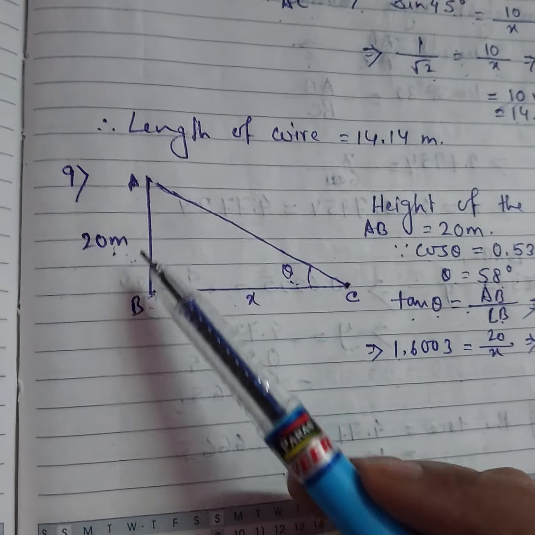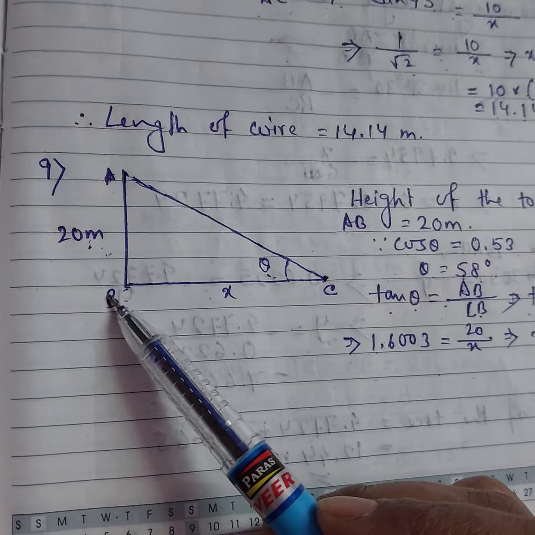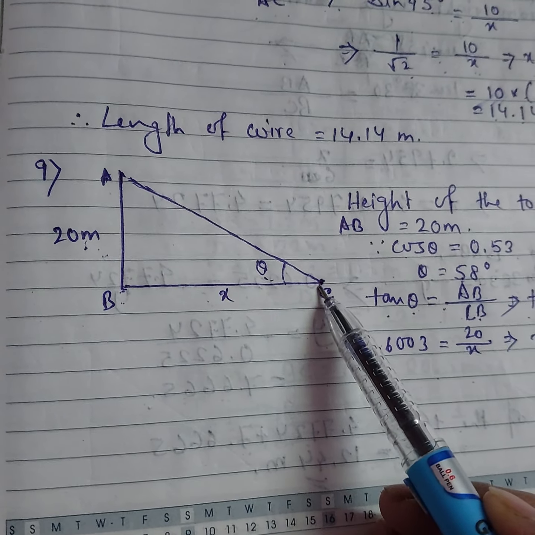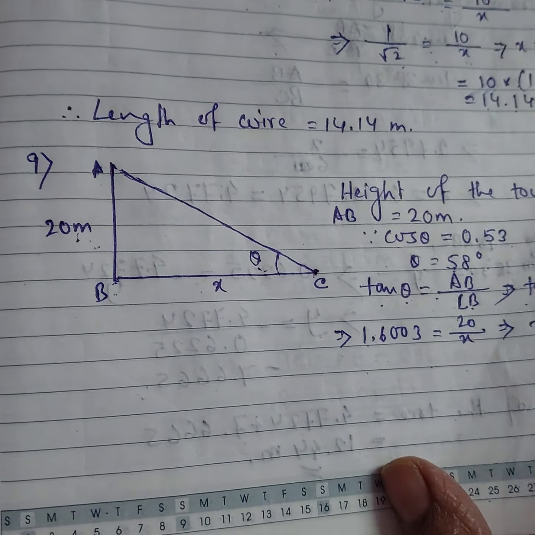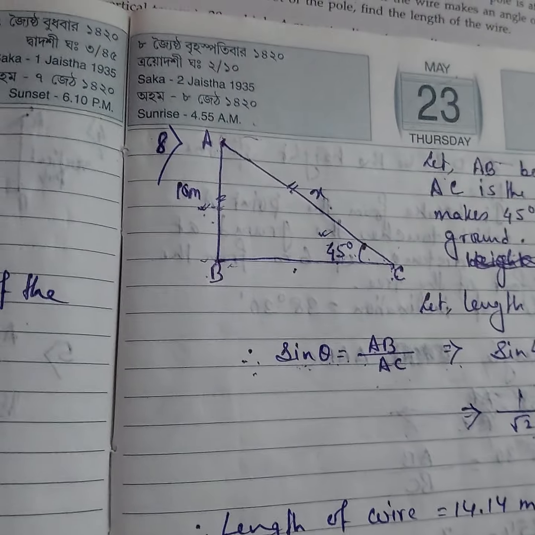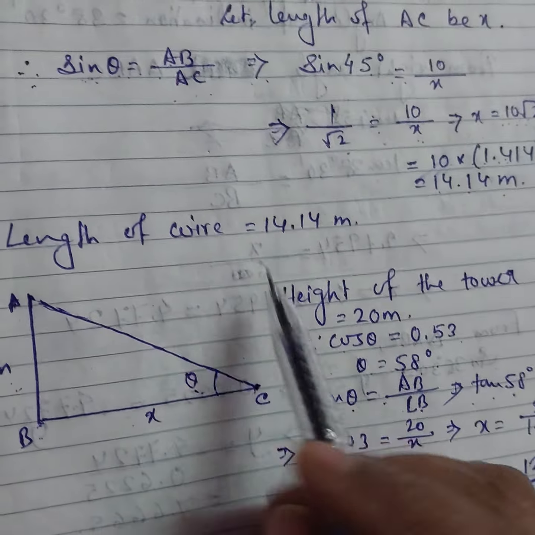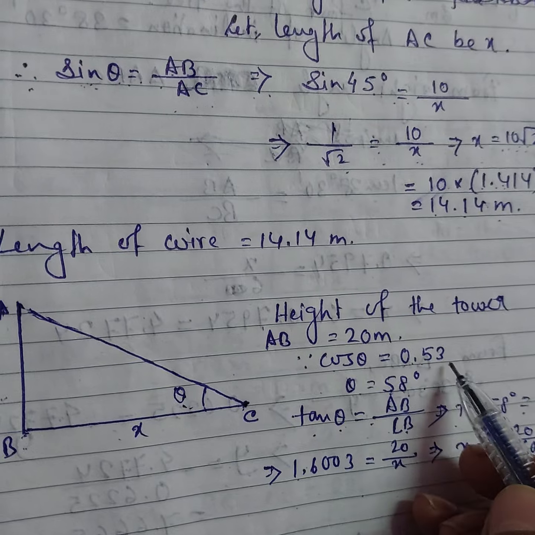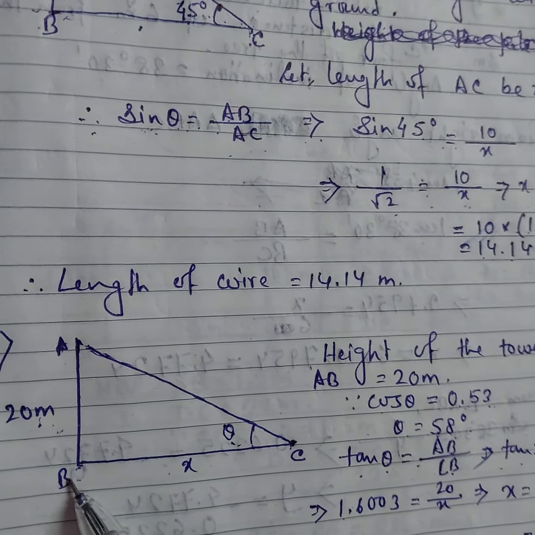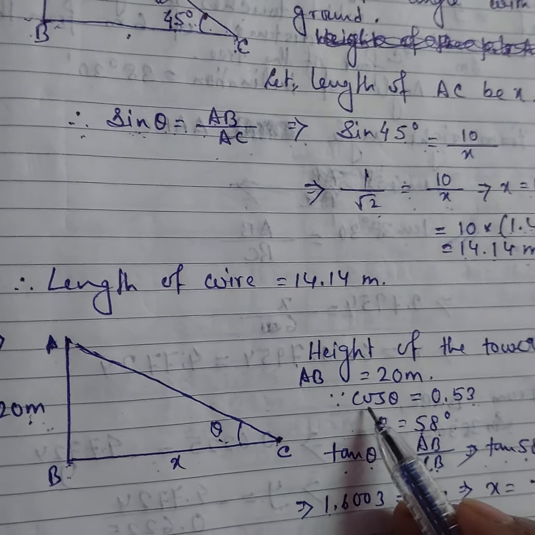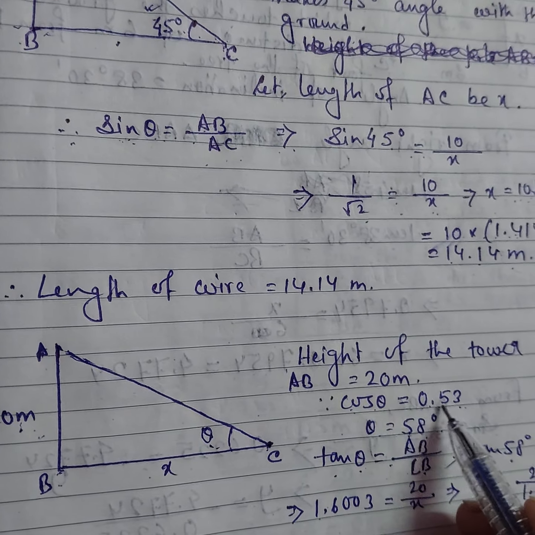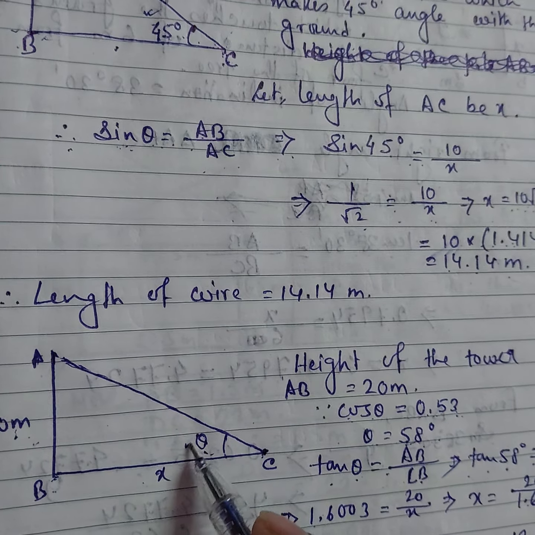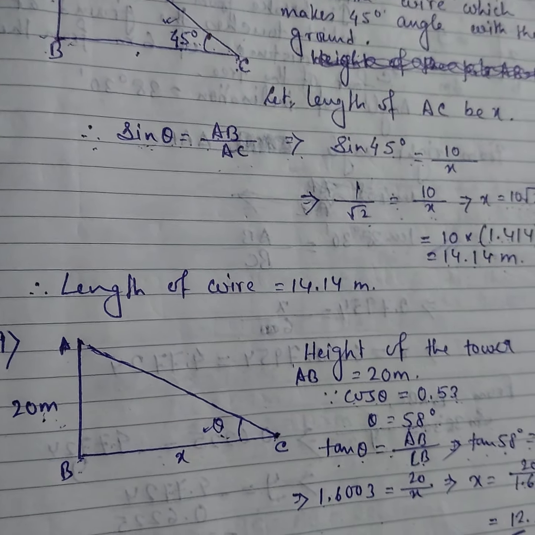So this is the tower AB, and he is standing at the point C. The angle of elevation is given, the value is 0.53, and AB is 20 meter. So you can write down, cos theta is equal to 0.53. So theta will be 58. So this is angle 58, the angle of elevation.